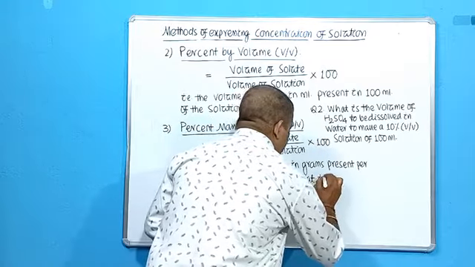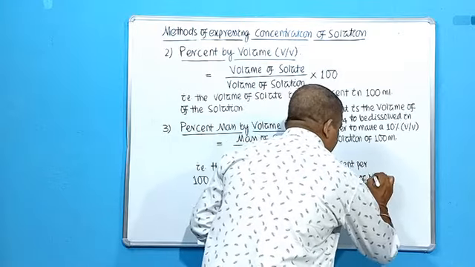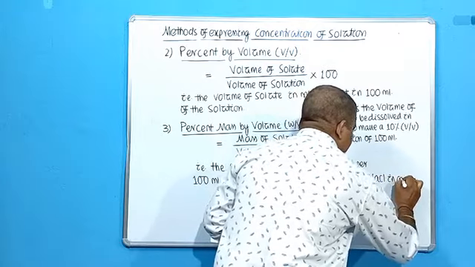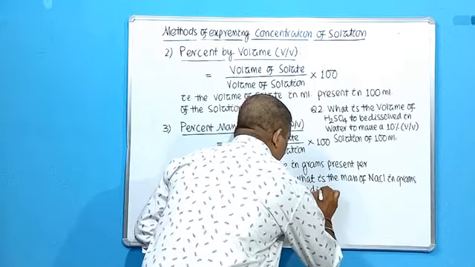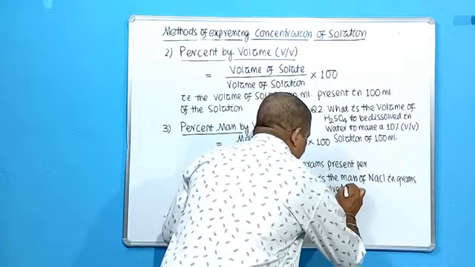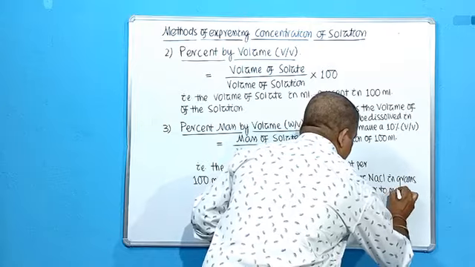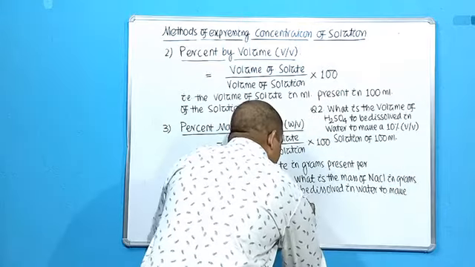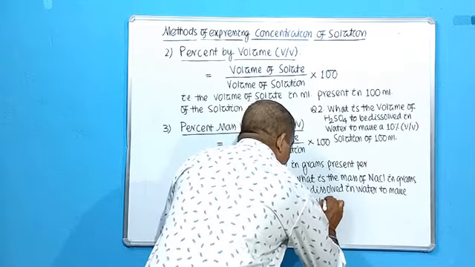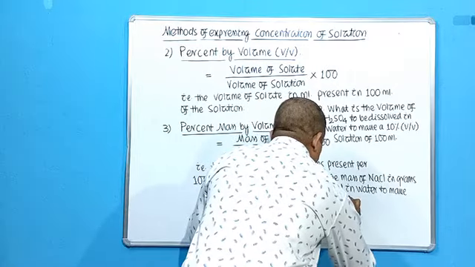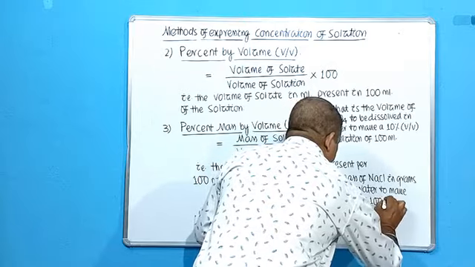What is the mass of sodium chloride in grams to be dissolved in water to make 10% weight by volume solution of 100 milliliter.